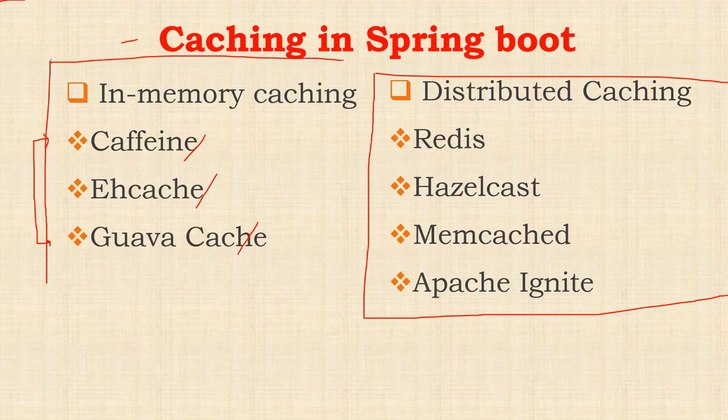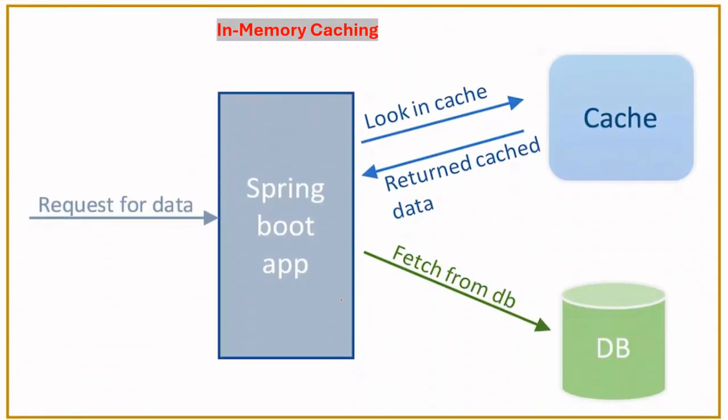In-memory caching means that it will store at the memory level, that means the RAM level. This is the picture by which you can easily understand in-memory caching. This is our Spring Boot application, and let's imagine we have started it on port 8080. Your user or any UI will send a request to your Spring Boot application.